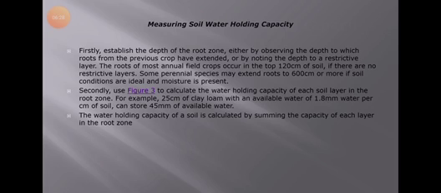Secondly, calculate the water holding capacity of each soil layer in the root zone. For example, 25 cm of clay loam with an available water of 1.8 mm water per centimeter of soil can store 45 mm of available water. The water holding capacity of a soil is calculated by summing the capacity of each layer in the root zone.